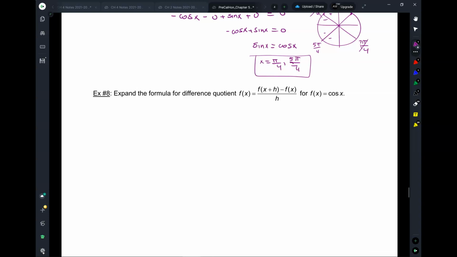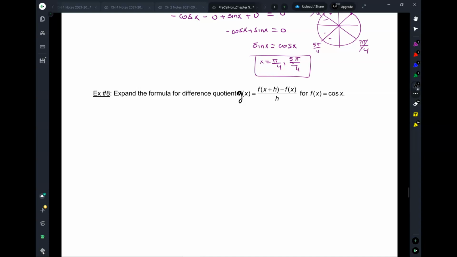Okay, this one is like straight out of calculus. So we're going to get used to this notation from now. And then, it's going to make appearances every now and then. And we're going to build up until we get to chapter 12. We want to expand the formula for the difference quotient. We're going to write this as g of x, for f of x is equal to cosine x.